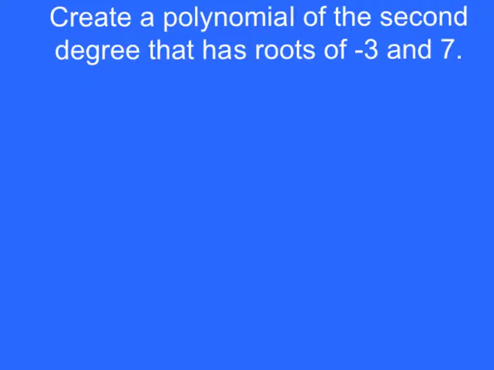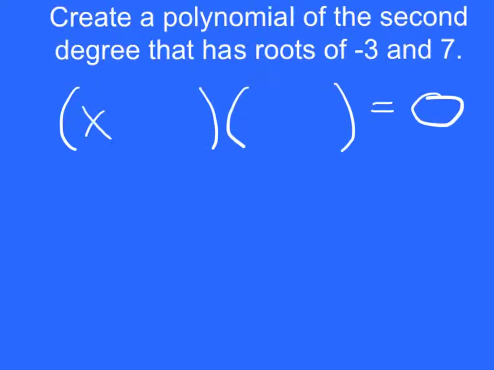Alright, so we need a second degree that has roots of -3 and 7. So, you need 2 sets of parentheses with an x in each. And what am I going to put in those parentheses? X plus 3, x minus 7. Right, plus 3 and minus 7. Now what do I have to do? Yeah, FOIL method, multiply these out.